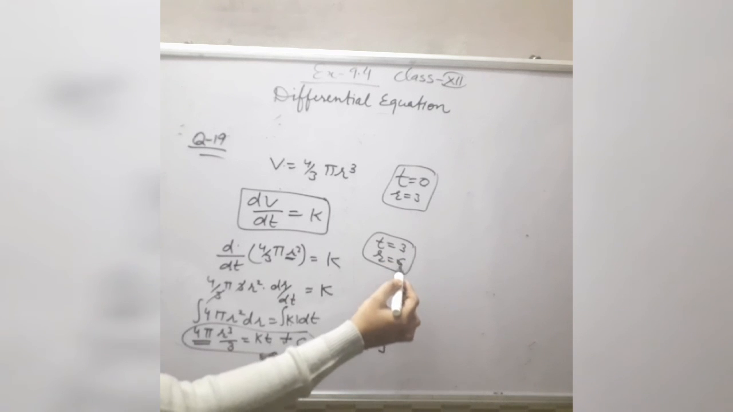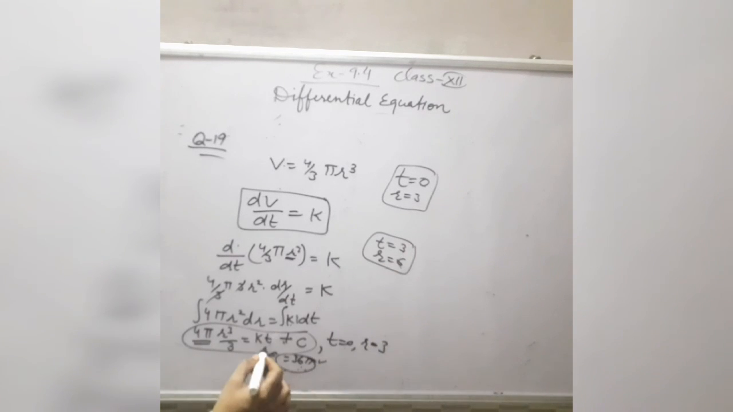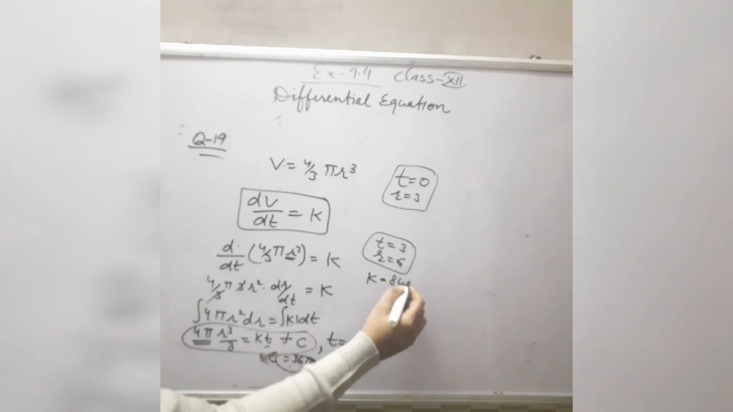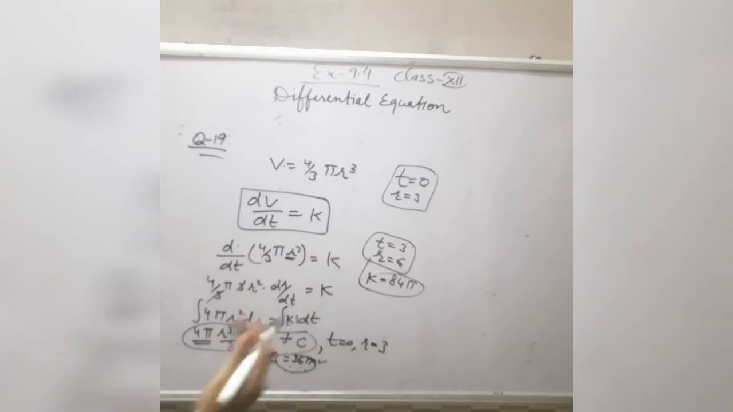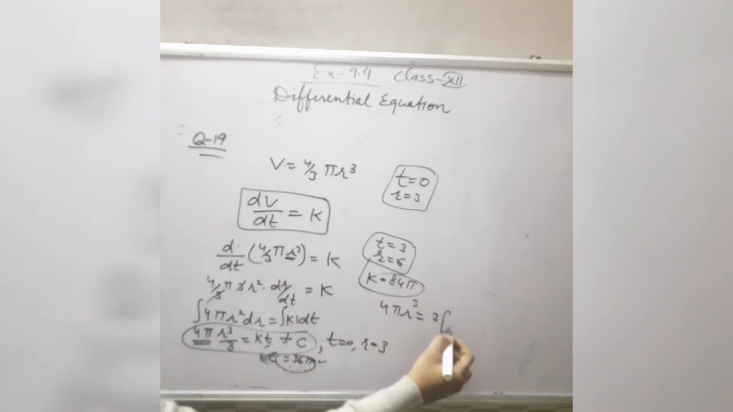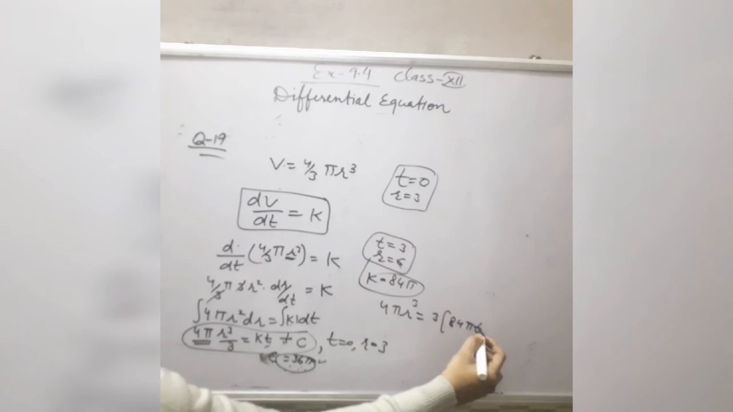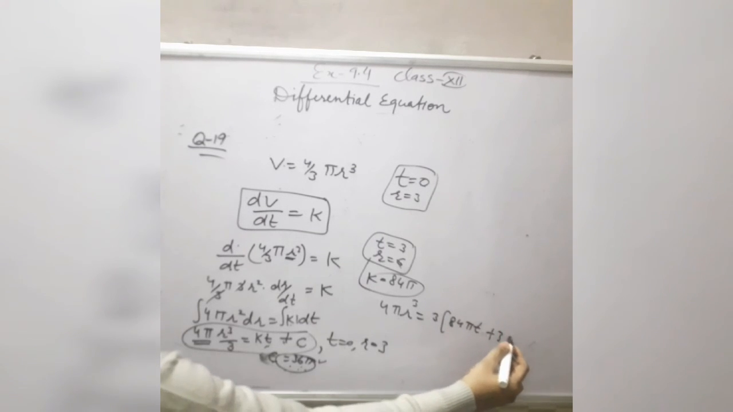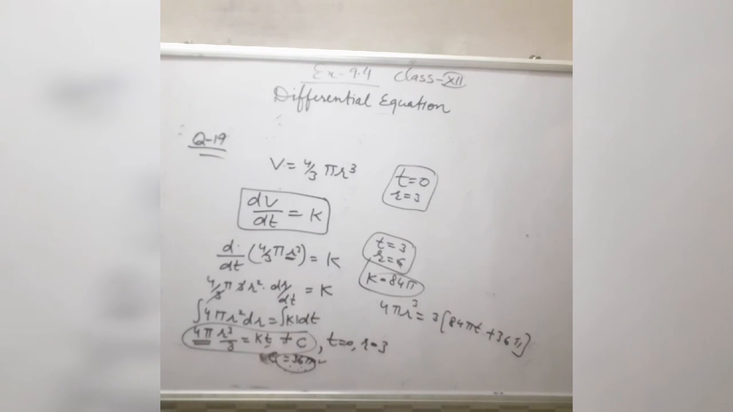Means you will put t is equal to 3 and r is equal to 6 in this result. After putting the value of c, you will get the value of k also. k is equal to 84 pi when you simplify it. And after putting the values of k and c, you will get 4 pi r cube equals 3 into 84 pi t plus 36 pi. So with the help of this result you can very easily find the value of the radius.